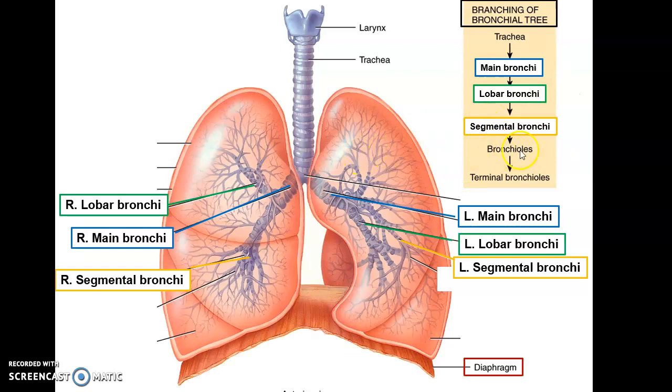until finally they become what are called bronchioles. Bronchioles have no cartilage, so they're just held open by smooth muscle tissue, and eventually the terminal bronchioles. These are all the structures that are carrying air deeper and deeper into the lungs. So again, trachea to main bronchi to lobar bronchi to segmental bronchi, and then those continue to get smaller and smaller, eventually becoming bronchioles, and then the terminal bronchioles.